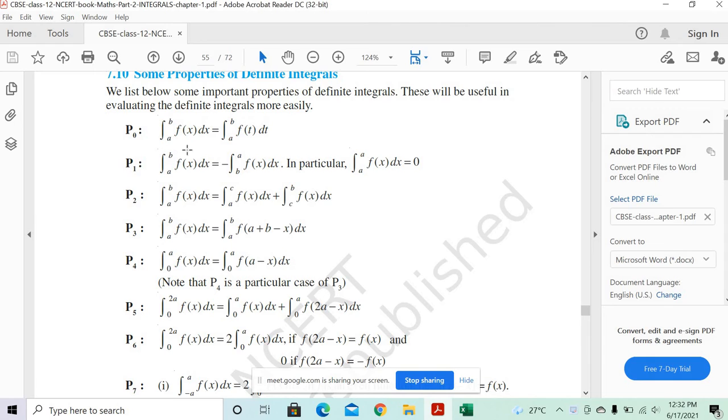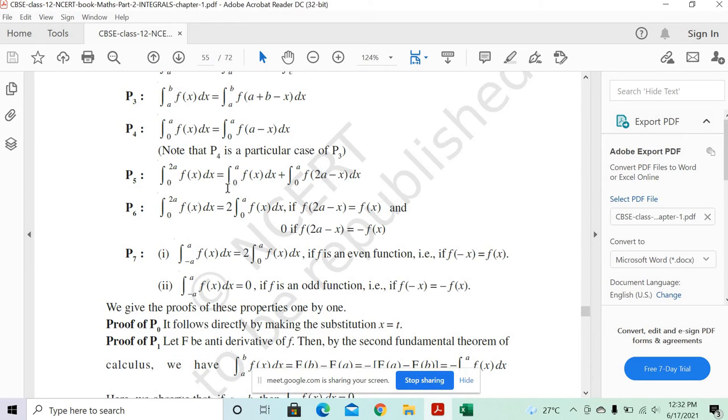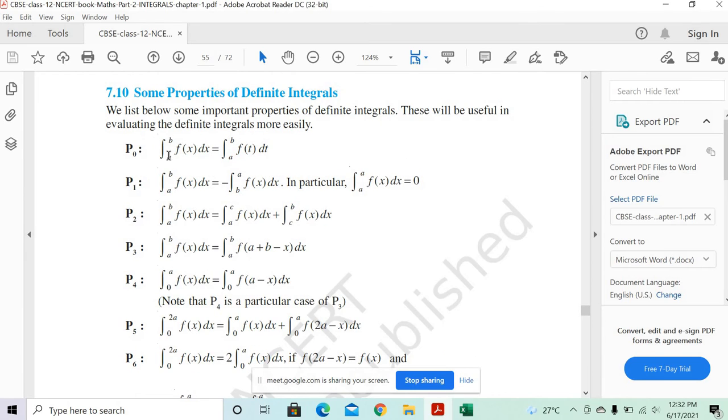Integration from a to b of f of x dx is equal to integration from a to b of f of t dt. So basically what we are doing, we are changing the variable of integration, x to t, so dx is changed to dt. The limits remain the same, so no change in this part. It can be easily done. Just write this part, then I'll explain what it means.